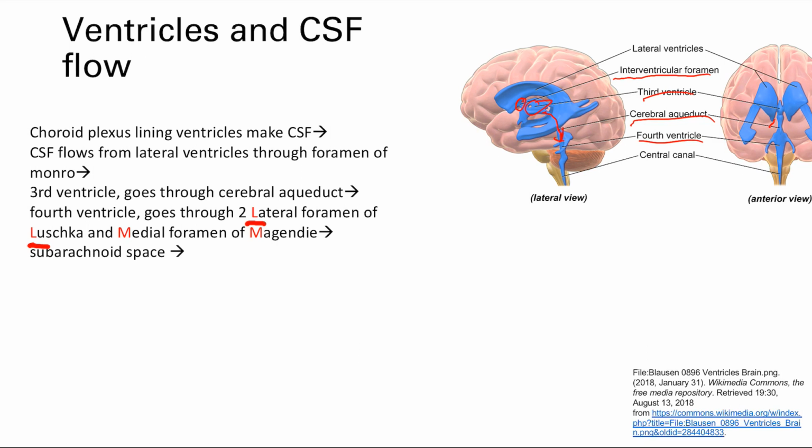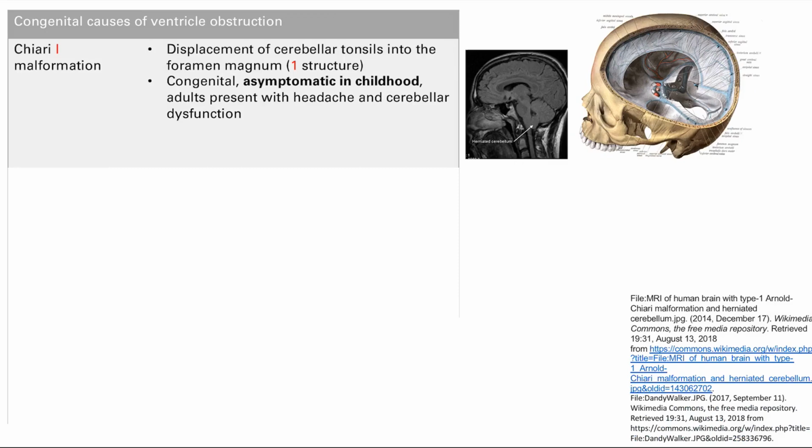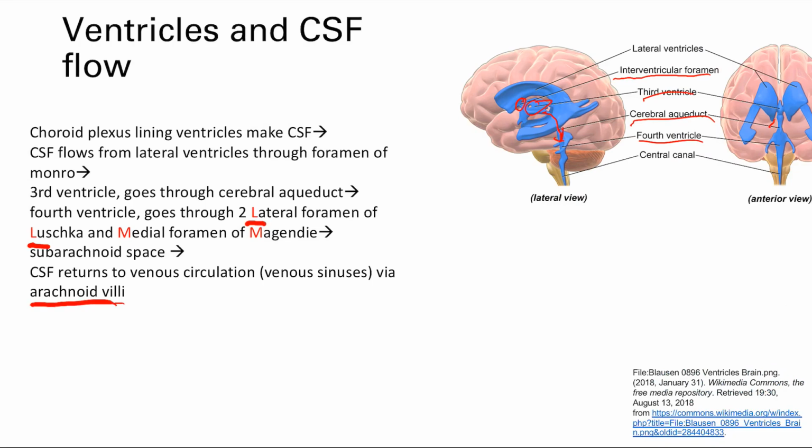Okay, and then through these three foramina, you're going to get into the subarachnoid space, and then in the subarachnoid space, your CSF returns to venous circulation by being absorbed by arachnoid villi. So this is also important because a lot of times you can get blockage. You can get scarring of the arachnoid villi due to either meningitis or other things, which we might get into. We may not. If you get scarring, then you get poor absorption, then CSF builds up in your ventricles, and that is called hydrocephalus, and we will talk about that in the next section.